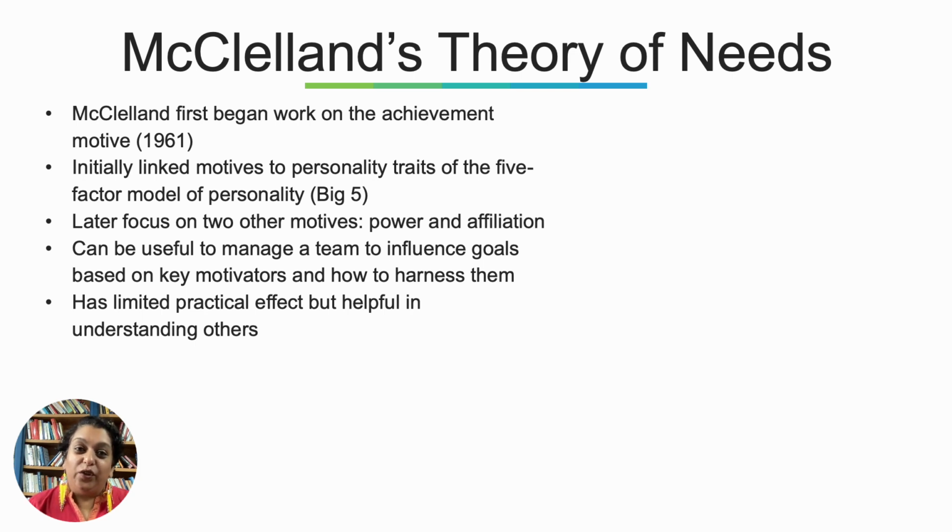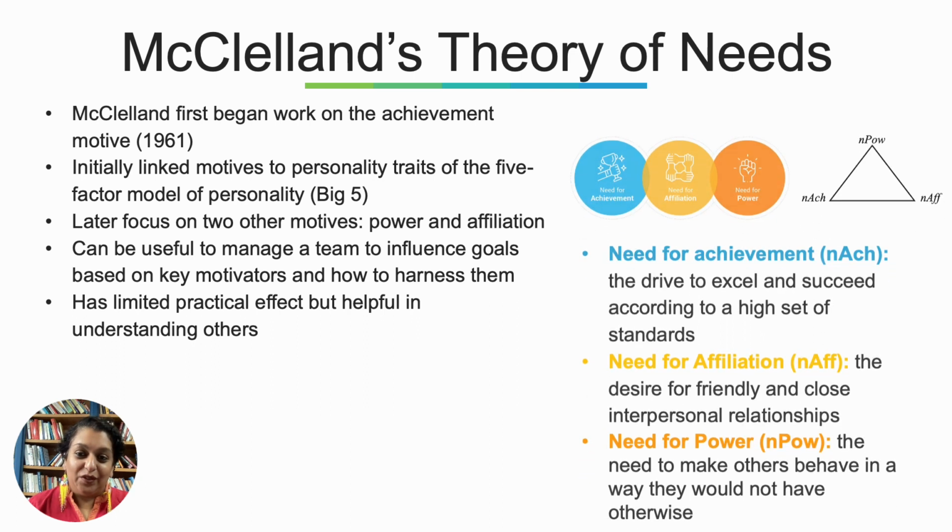Later on, however, with shortcomings that were uncovered by McClelland, he realized that there were 2 other needs that he had to focus on, namely the needs of power and affiliation. This theory of needs can be very useful in managing teams to influence their goals based on their key motivators and how to harness them. It is important to mention that this specific theory does have limited practical effect and can be very expensive to apply in a work setting, but it is very helpful in understanding others.